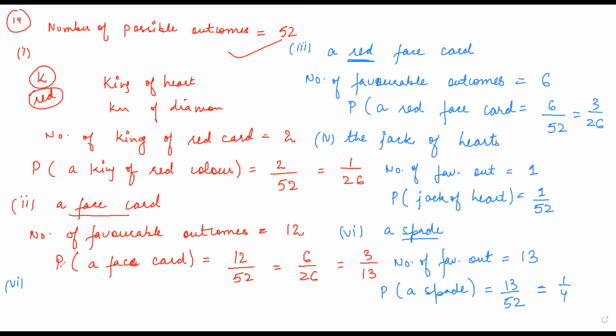Now sixth, the queen of diamonds. How many queens of diamonds are there? Only one, right? So there's only one queen of diamonds out of 52. That's the probability.